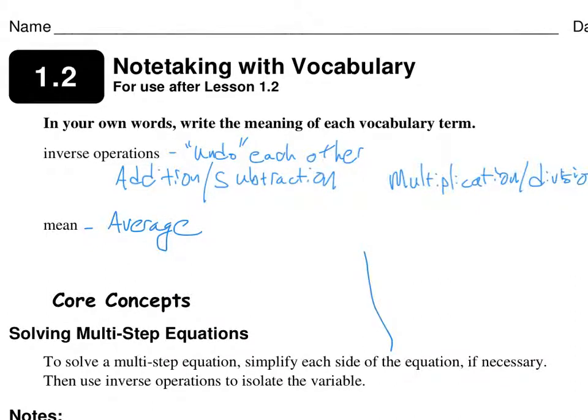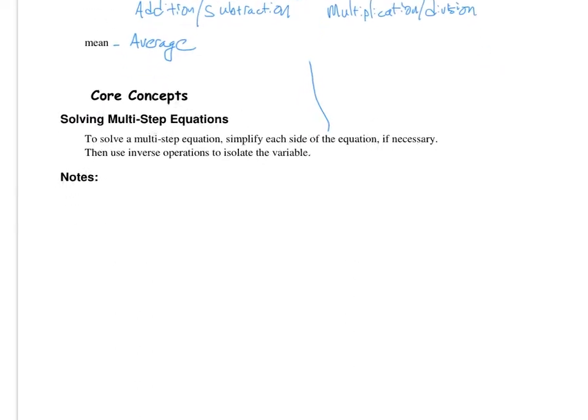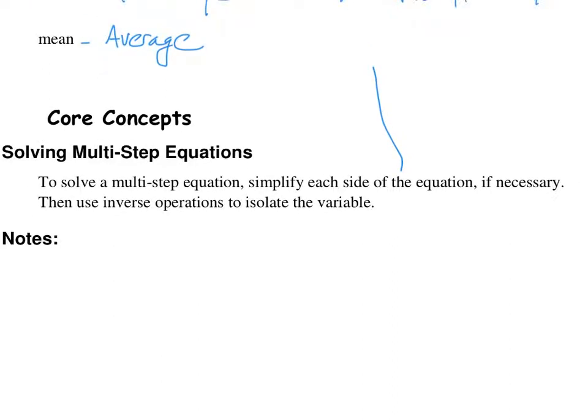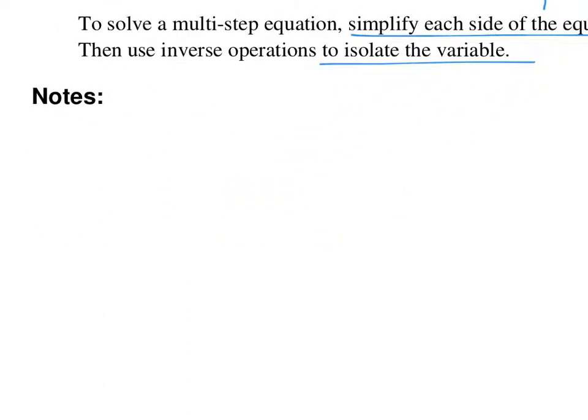So to solve multi-step equations here, we want to simplify and then isolate the variable. Simplify first and then isolate the variable. And the last step will usually be to solve by multiplying or dividing. So let's try a couple examples.